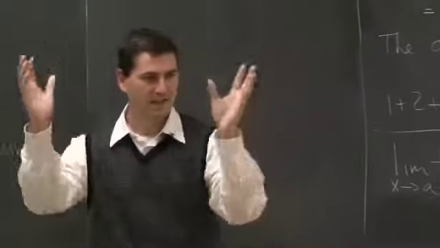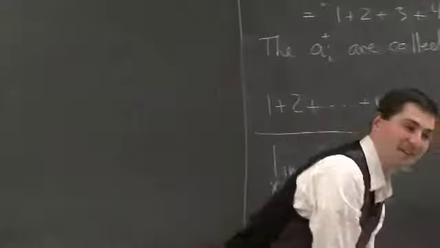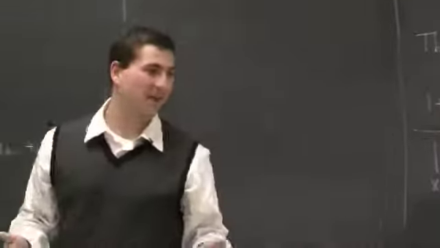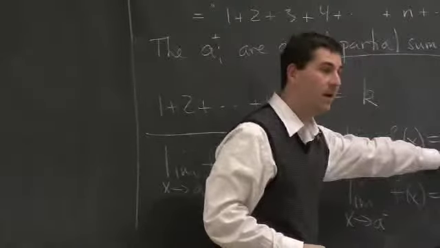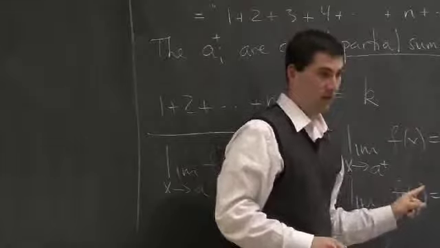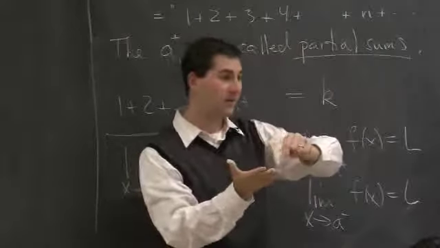Was it that you have to get infinitely close and stay infinitely close, right? That was the other half of it. So part of the limit definition was you have to get infinitely close, but you have to stay infinitely close. You're not allowed to get really, really close and then jump away.